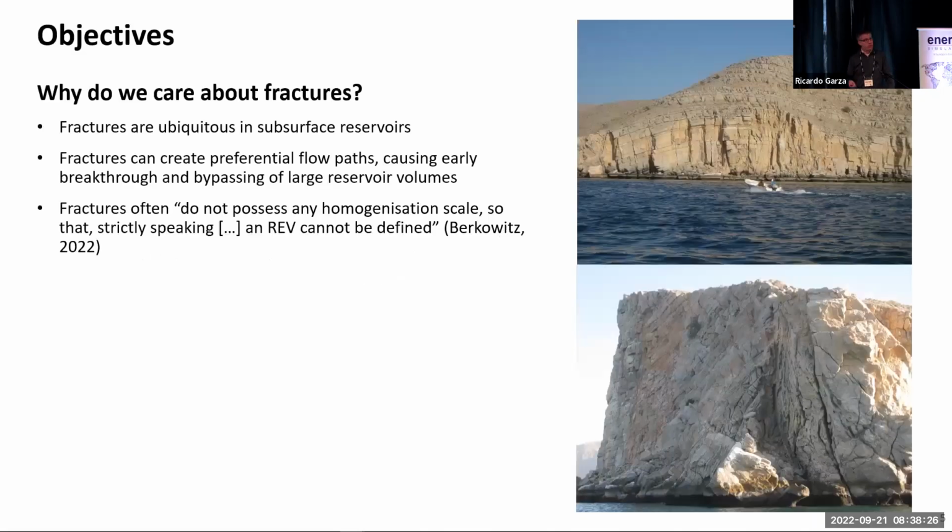So why do we care about fractures? Fractures are ubiquitous in the subsurface. Some of the big geothermal aquifers that are targeted in Central Europe are fractured carbonate aquifers. And the fractures can create preferential flow paths that cause early breakthrough and bypassing of large reservoir volumes. If we think of a reservoir modeling context, Brian Berkowitz stated quite some time ago that fractures often do not possess any homogenization scale.